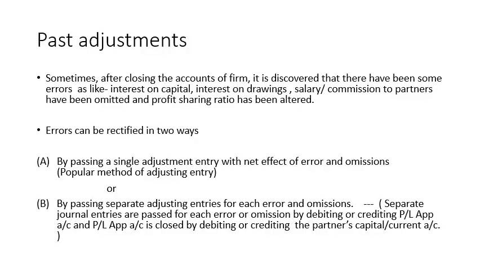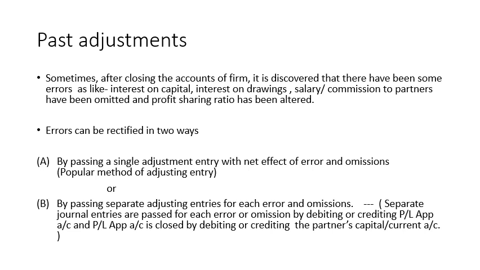Now I'm moving to the past adjustment and trying to understand the concept of the past adjustments. The past adjustments indicate after closing all the accounts. What does it mean? That means after preparing all the financial statements, it is discovered that some errors have been made, or maybe a few items have been unrecorded and left to record. Examples are interest on capital, interest on drawings, salary, commissions to the partners. These items are related with the profit and loss appropriation account, and some error exists here.